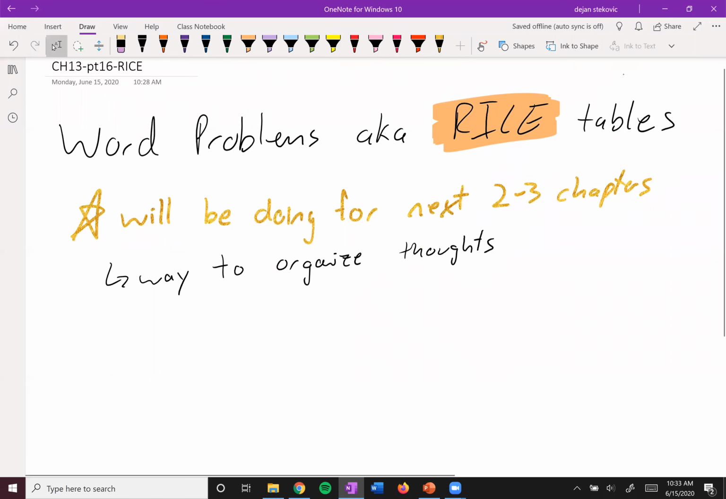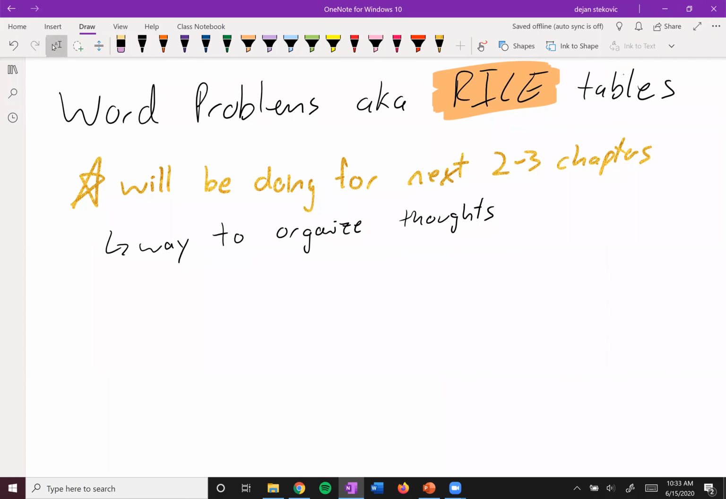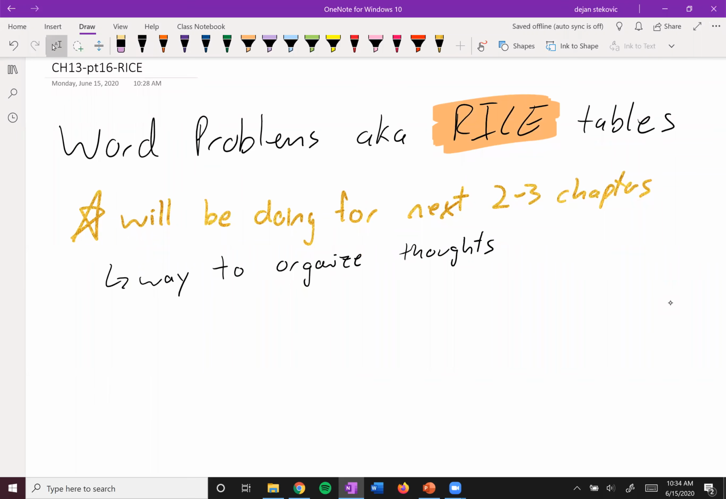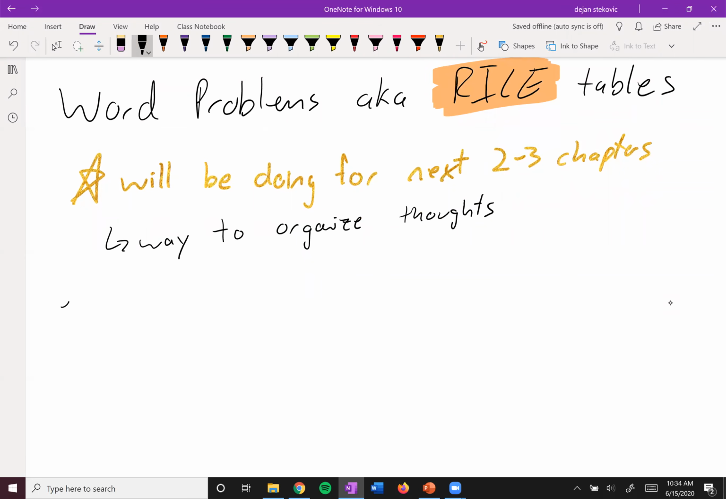Right? Technically, you don't have to do RICE tables for these problems, but they get complicated, especially because they're word problems. And so RICE tables are a way or a method to solve these problems and organize your thoughts. So let's take a look at an example.